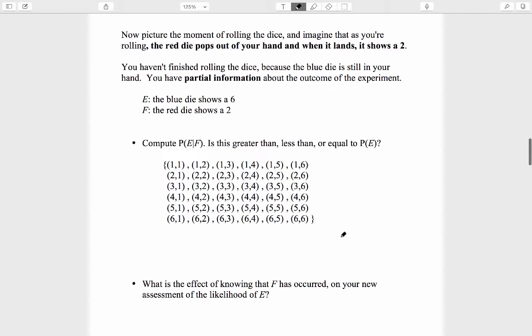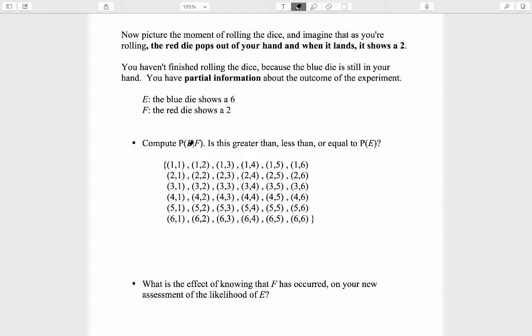Now, picture the moment of rolling the dice, and imagine that as you're rolling, the red die pops out of your hand, and when it lands, it shows a 2. That means you haven't finished rolling the dice, because the blue die is still in your hand, but you have partial information about the outcome of the experiment. So let's look at the events E, that the blue die shows a 6, and F, that the red die shows a 2. F has happened. Whatever happens with the blue die, it is true that the event F occurs on this roll of the dice.